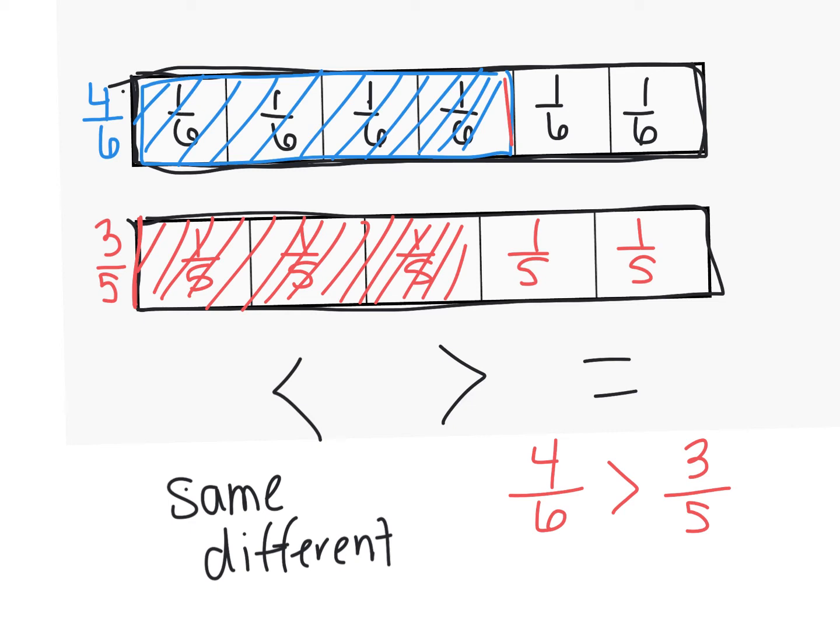And I can use my double checking trick, my cross multiplication, just to be sure. So let's see. Yep, this one ended up being bigger, so my cross multiplication confirmed that 4/6 is absolutely greater than 3/5.